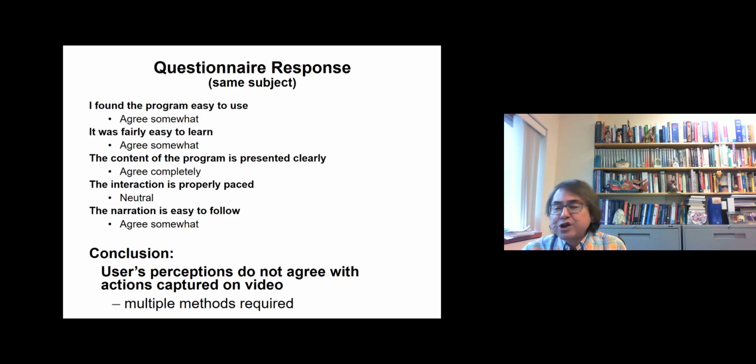I found the program easy to use. For some reason, the user said agree somewhat. Easy to learn, agree somewhat. Content is presented clearly, agree completely. Well, this was an issue that initially hit us.